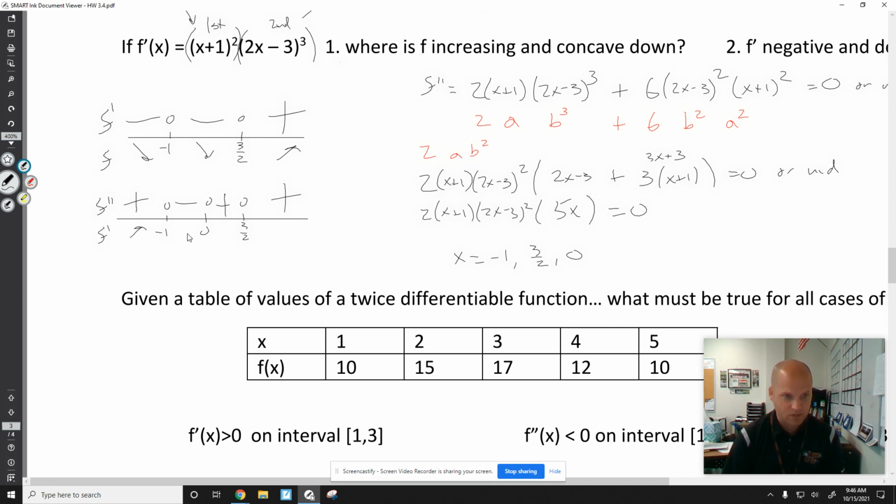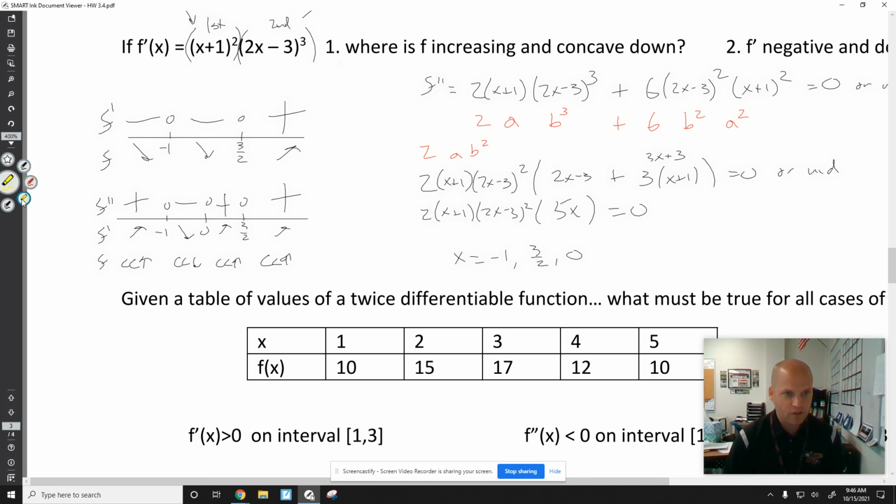That means f prime is going up, going down, going up, going up. That means f is concave up, no concavity, concave down. So we have a point of inflection here. No concavity, concave up, point of inflection. No concavity, concave up. We don't have a point of inflection at 3/2. We have a point of no concavity.